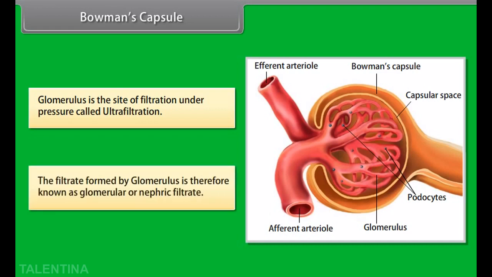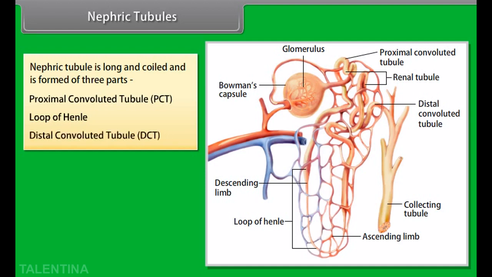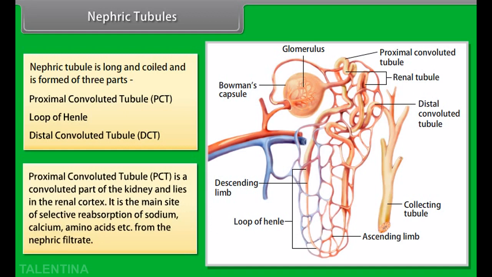The filtrate formed by glomerulus is therefore known as glomerular or nephric filtrate. Nephric tubules. Nephric tubule is long and coiled and is formed of three parts: proximal convoluted tubule PCT, loop of Henle, distal convoluted tubule DCT. Proximal convoluted tubule PCT is a convoluted part of the kidney and lies in the renal cortex.